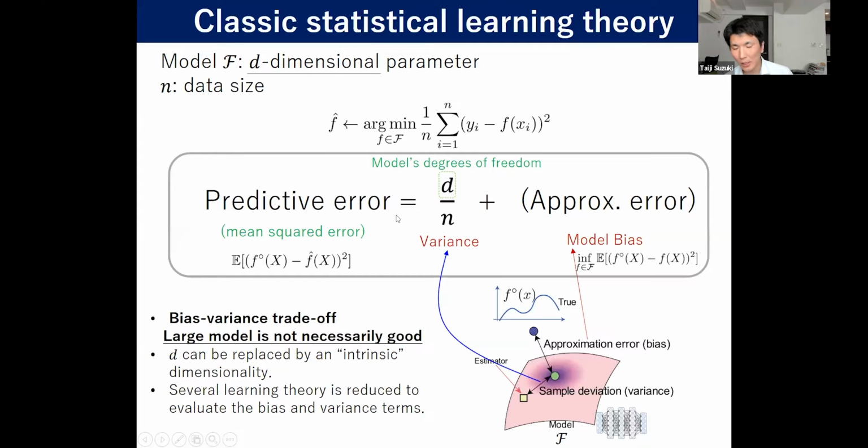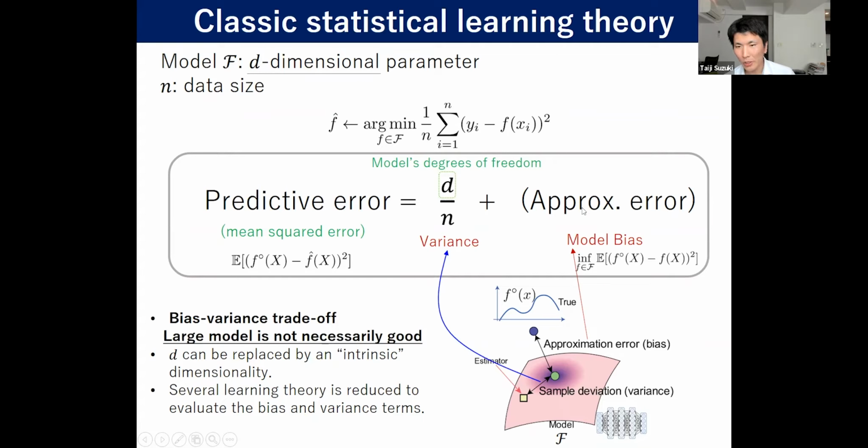So this predictive error is basically bounded by the variance and the bias. The variance is given by the dimensionality D. D is the number of parameters of the model, so D divided by sample size N appears here. Of course, we need some assumptions to have this kind of bound, but under some reasonable assumptions, we have this bound.